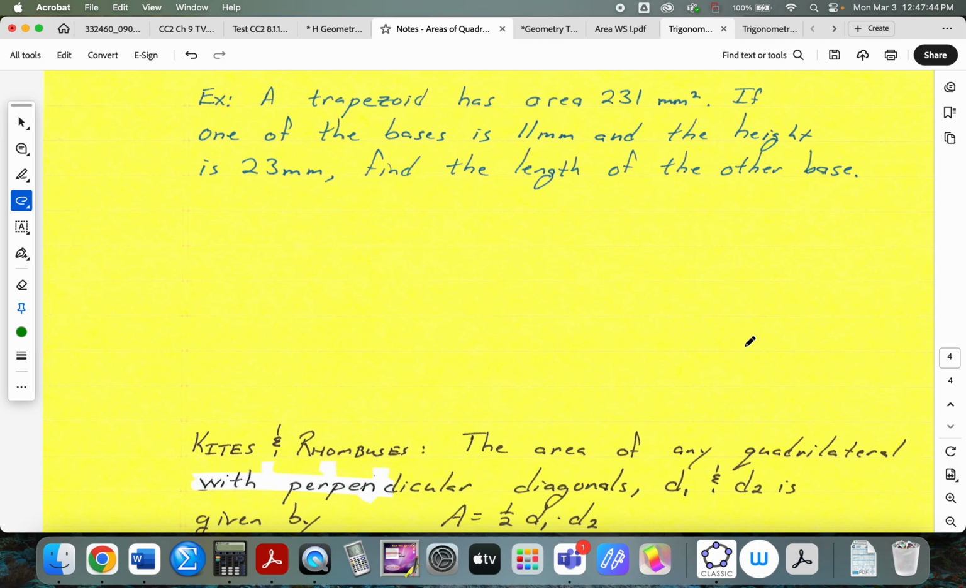Well, let's turn this one around. This time we've got a trapezoid, but they give us the area. They give us one of the bases and the height, find the length of the other base. So this is an algebra problem once you get everything substituted in. So the area is 1/2 of base 1 plus base 2 times the height.